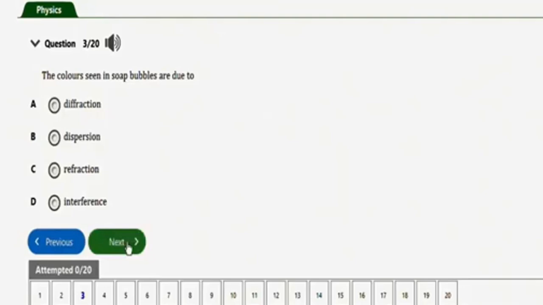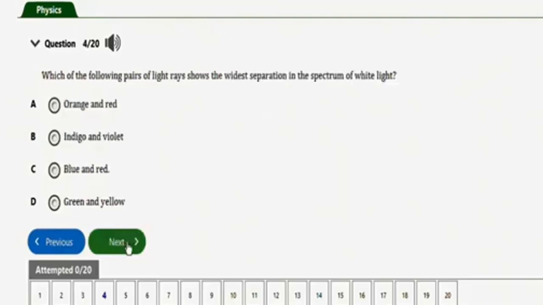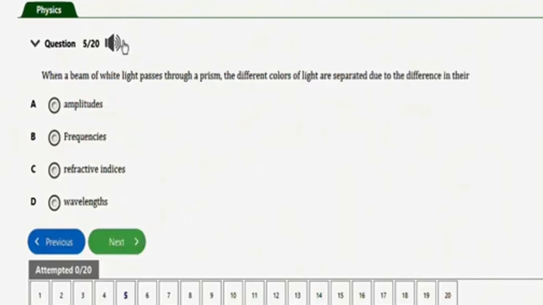The next repeated question will be this one. It says, which of the following pairs of light rays shows the widest separation in the spectrum of white light? We have orange and red, indigo and violet, blue and red, blue and yellow. So the correct option here is option C, which is blue and red. So the next question will be this one. It says, when a beam of white light passes through a prism, the different colors of light are separated due to the difference in the, we have amplitudes, frequencies, refractive indices, wavelengths. The correct option is option D, which is wavelengths.